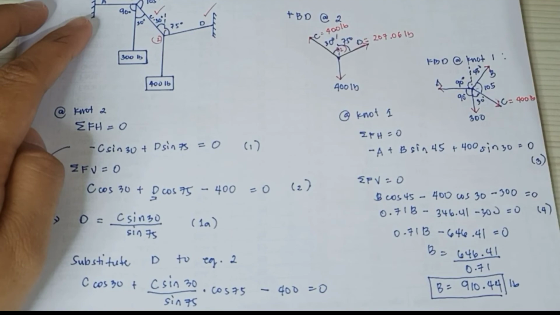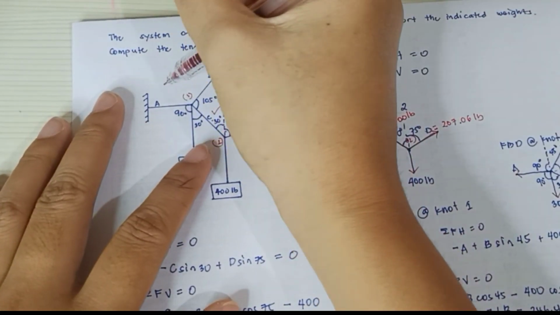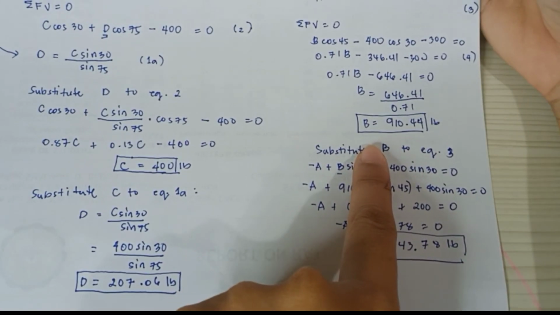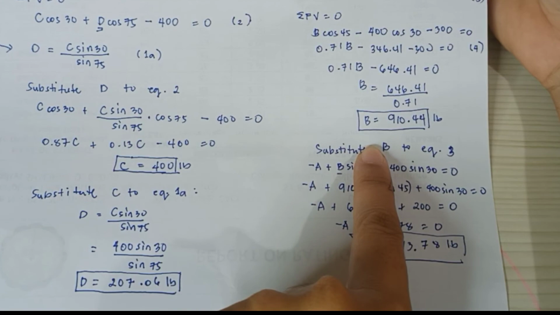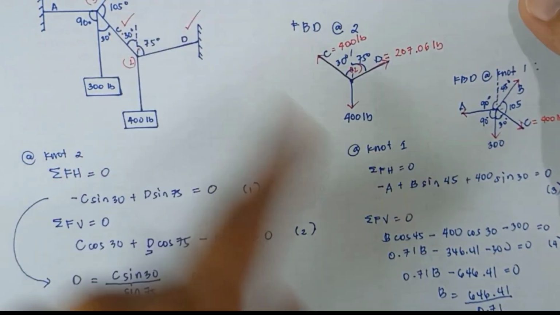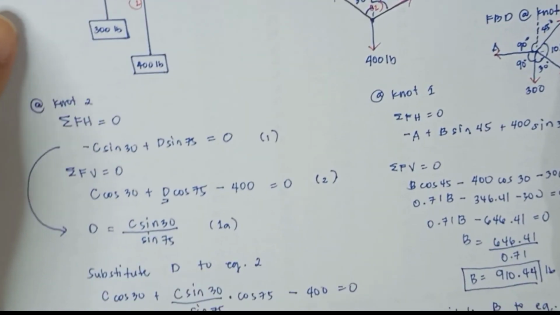We have A, which is equal to 843.78. Check. And B, which is equal to 910.44. Okay, so that would be all.